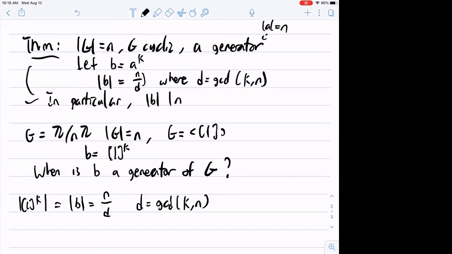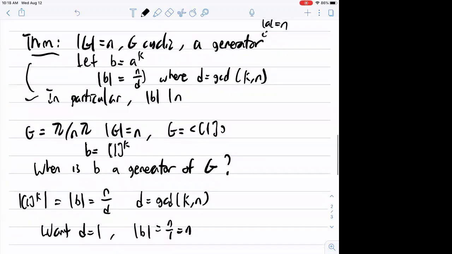So you want the GCD of K and N to be co-prime, right? You want this to be 1. You want D to equal 1, right? Because then the order of B is n over 1, which is n. So you generate the whole group. So that tells you what it is, right? It's everything co-prime to n.